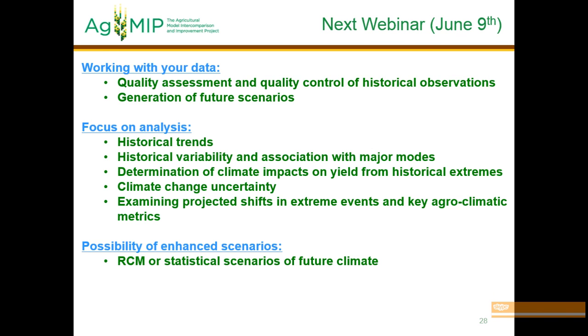We're also going to look a lot more at the climate impacts on yield using the historical data, especially if we can find historical climate extremes and see how they affected the crops. We're going to look at climate change uncertainty and examine the projected shifts in extreme events using key agroclimatic metrics. And then finally, if there are people who are interested in more complex scenarios, I want to have some time in the next webinar to talk about that. And there's a lot of potential for that.